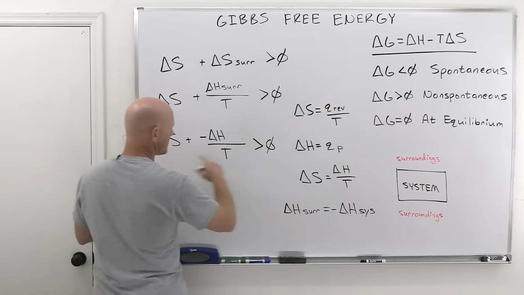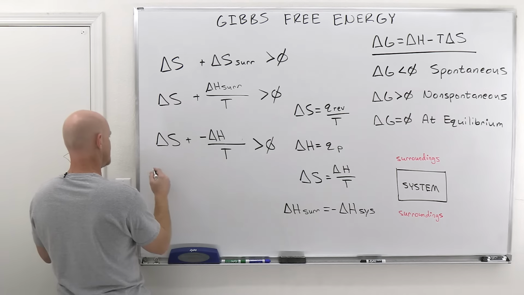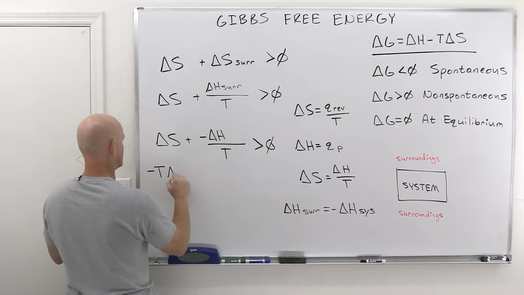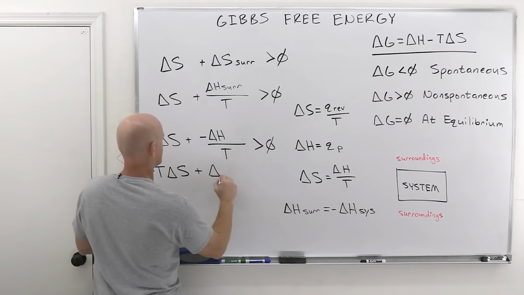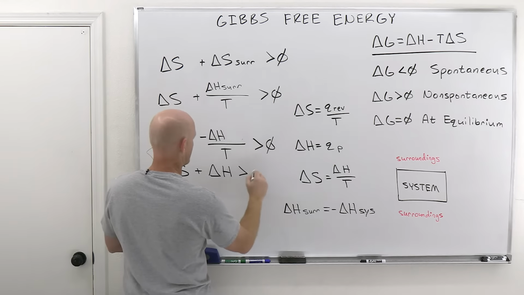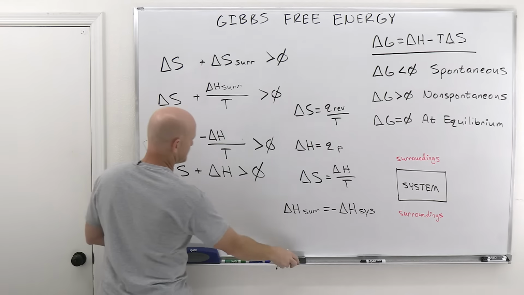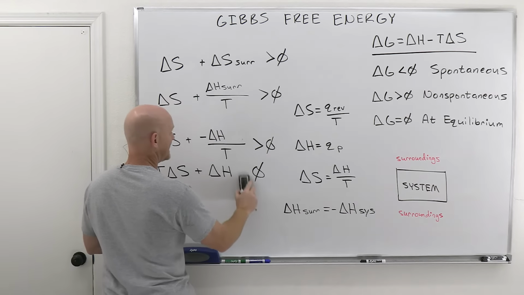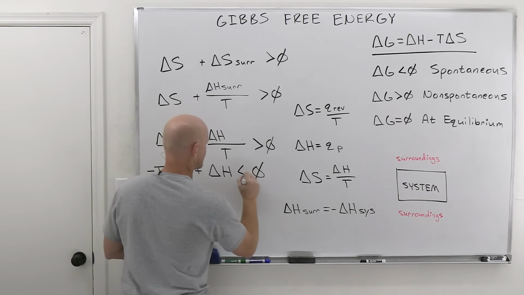Well, let's rearrange this just a little bit. We're going to multiply through by negative T. And so we're going to get negative T delta S plus delta H. And when I multiply 0 by negative T, I still get 0. But I did mess up one thing. If you multiply or divide by a negative, it changes the sign here.